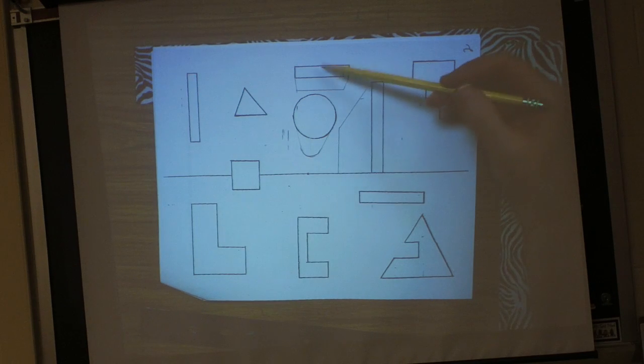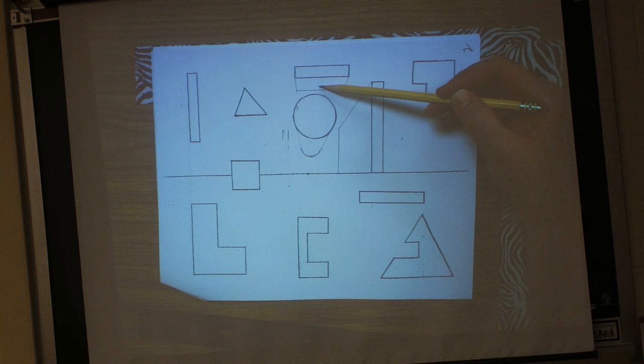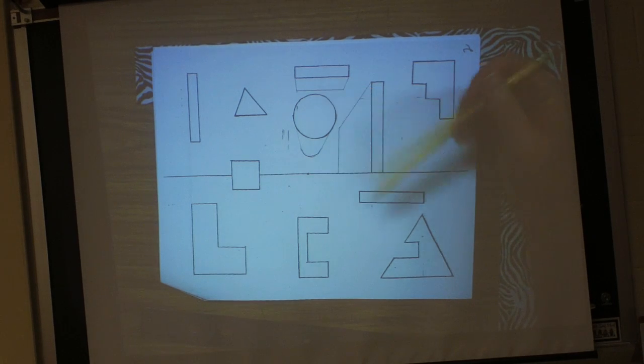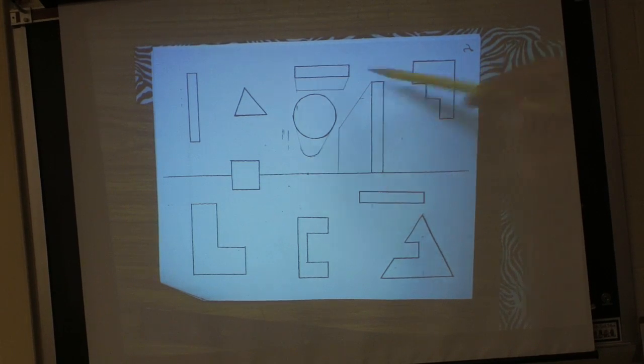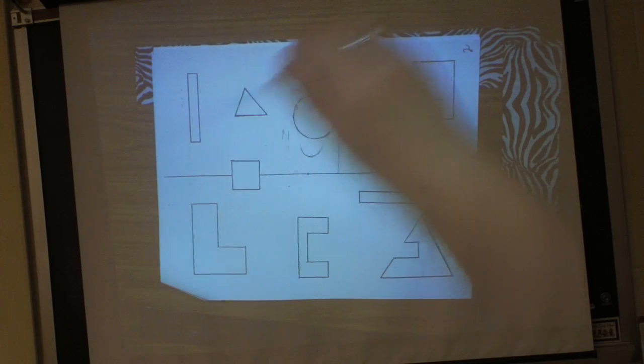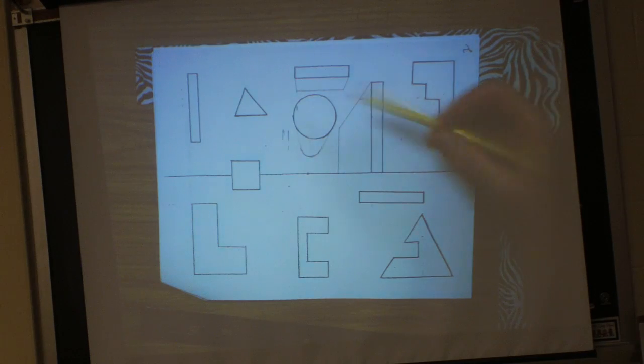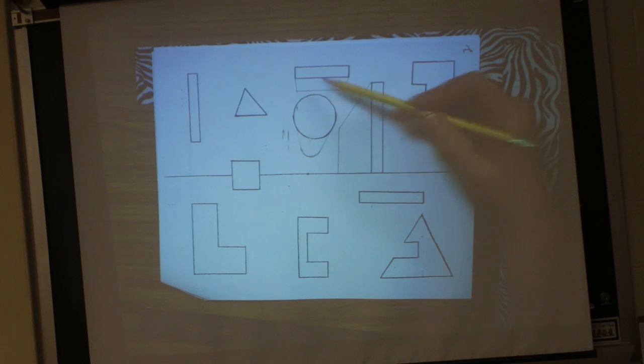Now, I only see the side and the bottom of this box because it's directly above the vanishing point. I don't see that side, I don't see that side, I don't see the top. It's directly above the vanishing point, so I see the bottom and I see a side.